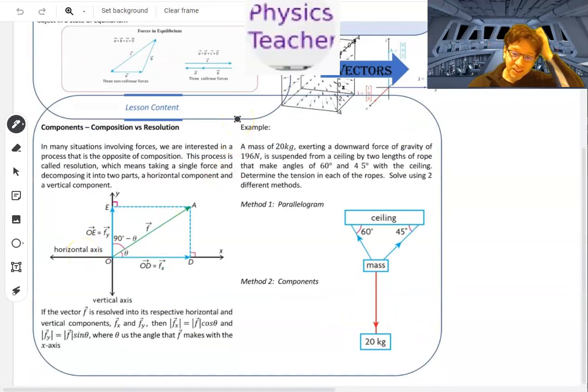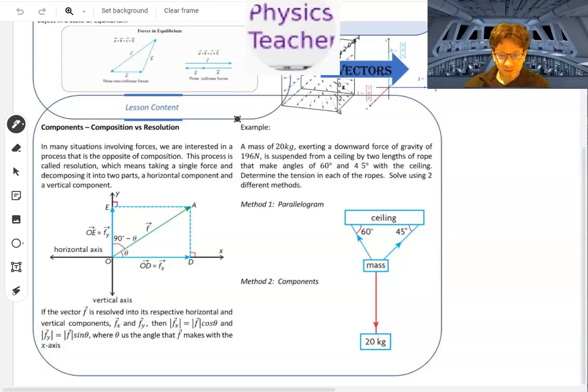Another thing I'm going to show you today is the other method that I've been telling you about, other than using a parallelogram to add vectors, and that's components. So we have two things that we can do with vectors, composition or resolution. Composition is just when we take vectors and add them together into one nice vector. Resolution, however, is the opposite of that. Resolution means we take one vector and split it into parts. And that's what components are.